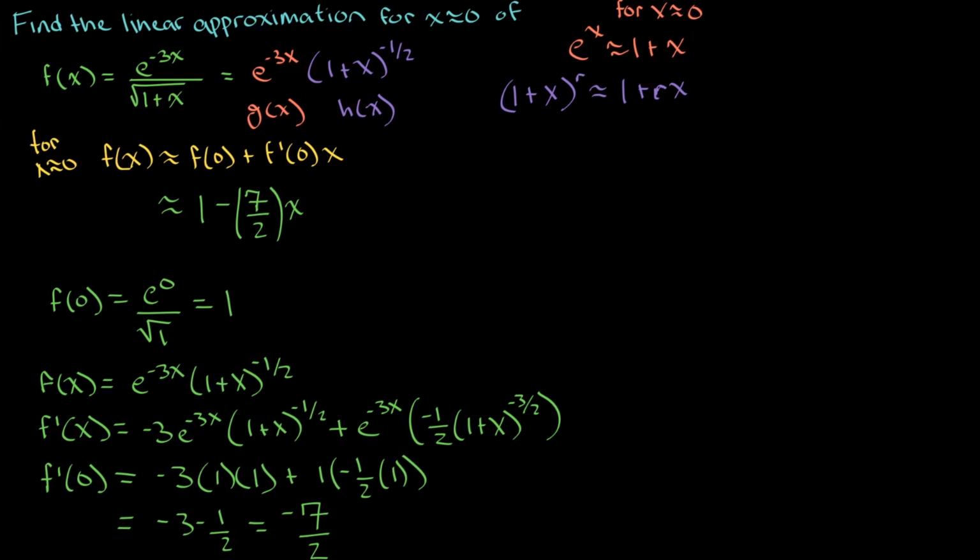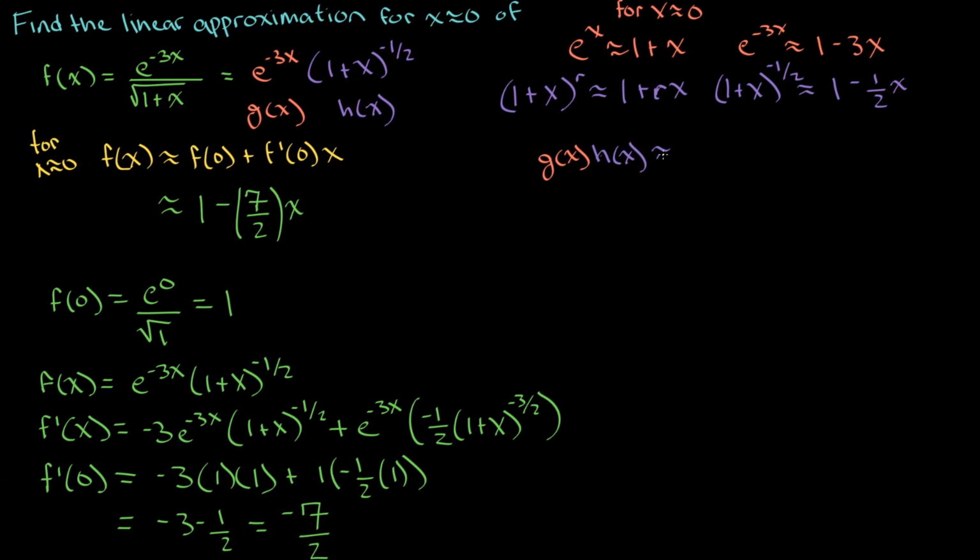So rewriting these, we can find our linear approximations for e to the negative 3x. And this is going to be approximately 1 minus 3x. And then 1 plus x to the negative 1/2 power now is approximately 1 minus 1/2 times x. So those are our two linear approximations. And now we were interested, what if we were to multiply these together? What would happen? So we're multiplying our linear approximations, g of x times h of x.